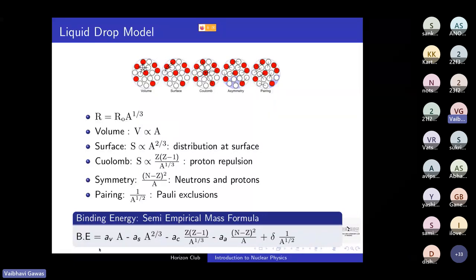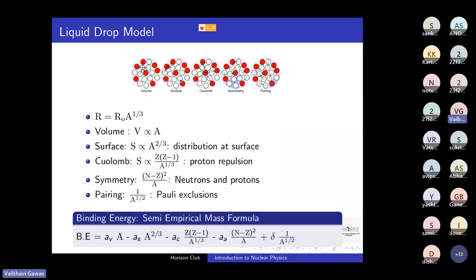It's directly proportional to A, with a proportionality factor given by a_V. So to start with, the binding energy is equal to a_V times A. Then we apply various correction factors, four different ones. The first correction factor is the surface term.